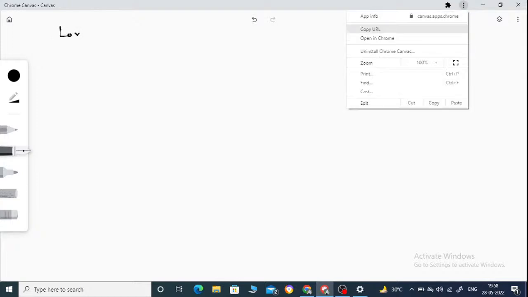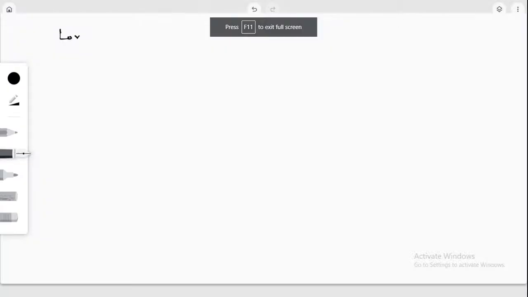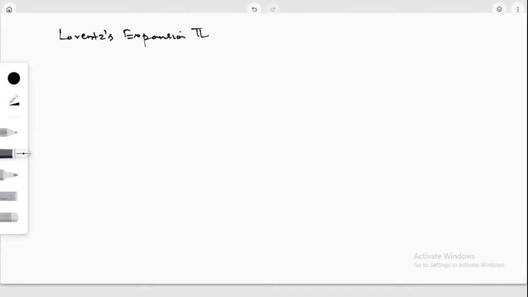Today we will discuss Laurent's expansion theorem and some problems. Laurent's expansion theorem. I will only tell you the statement, then some problems.